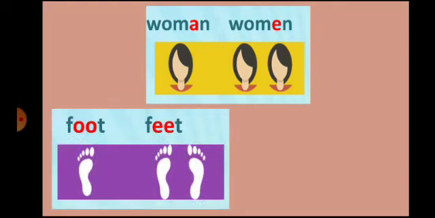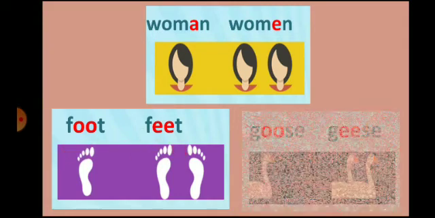Now we will see few more examples. As I have told you man, so in woman also, W-O-M-A-N, A is replaced with E, W-O-M-E-N, women. So when we are talking about more than one woman, we don't say woman's, it is women. Okay. Now foot and feet, double O is replaced with double E. One foot, two feet. Okay.